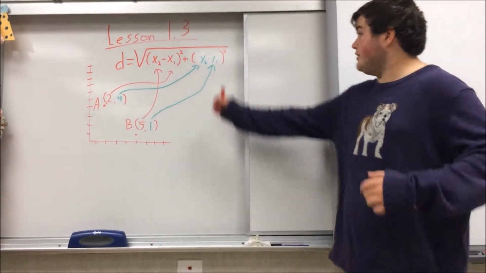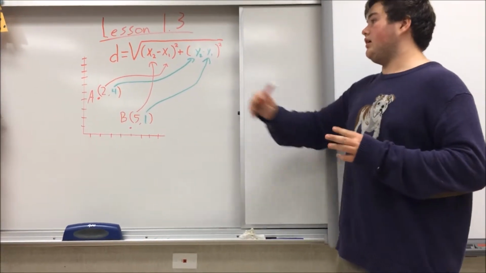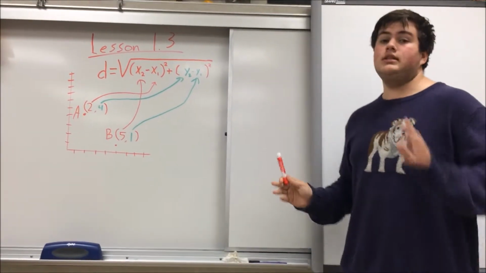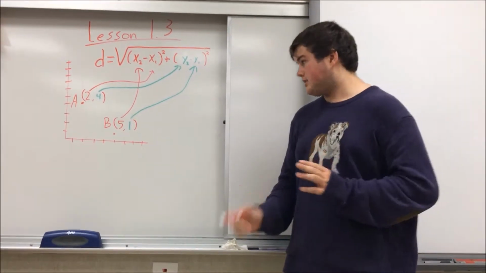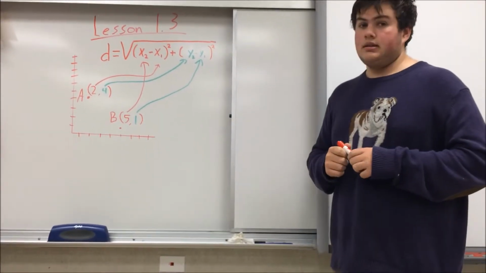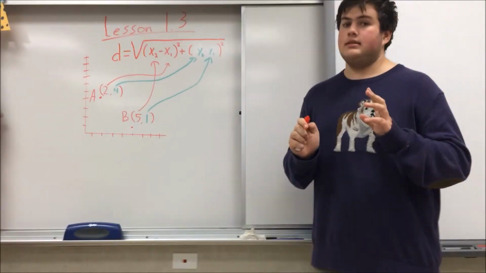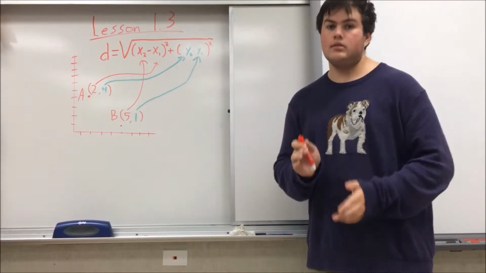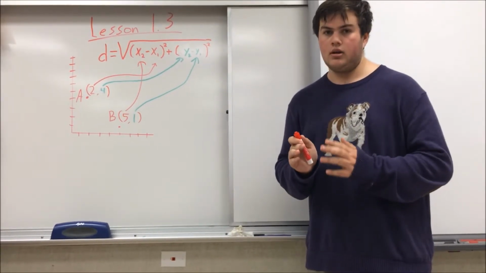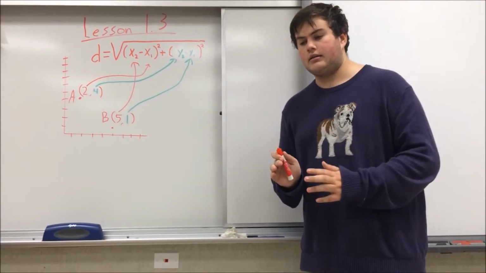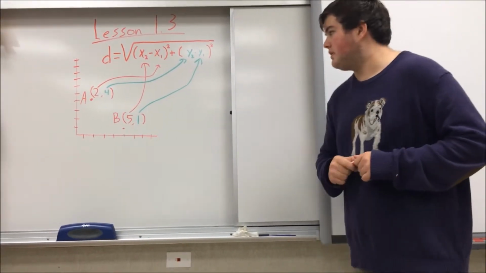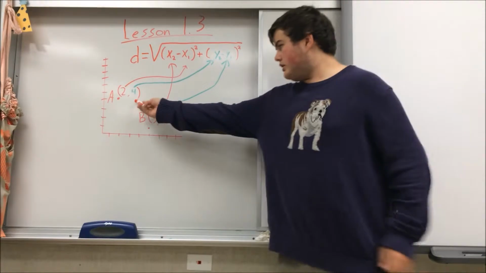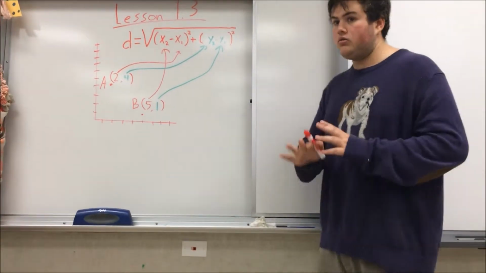Okay. This is the first lesson, distance and midpoint. Our first equation is distance. Distance is used to find the distance between the 2 points, in this case, A and B. The distance formula is d equals the square root of (x2 minus x1) squared plus (y2 minus y1) squared. Now, we're going to do this problem, plug in these 2 points, and I want to see what you get.